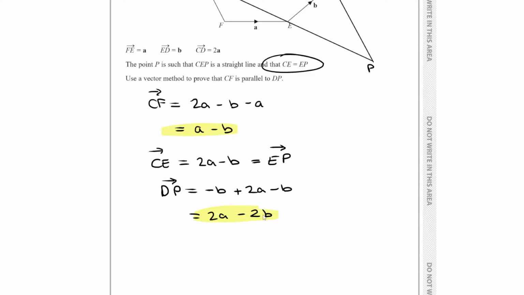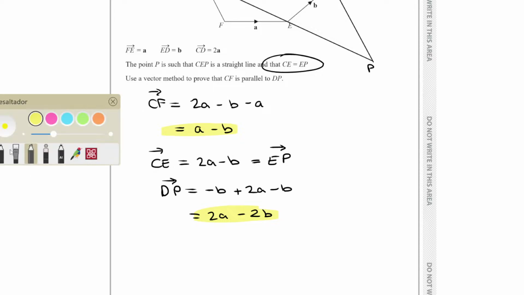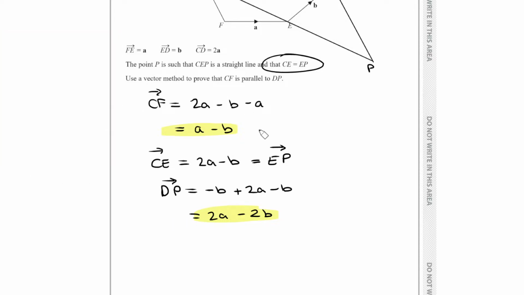This one and this one. Now that I've found them both, how many marks would that give you? That'd probably give you 3 marks just for finding it. Obviously the final mark is then to explain why they're parallel, and that's what I was saying. Parallel vectors is where one is a multiple of the other.